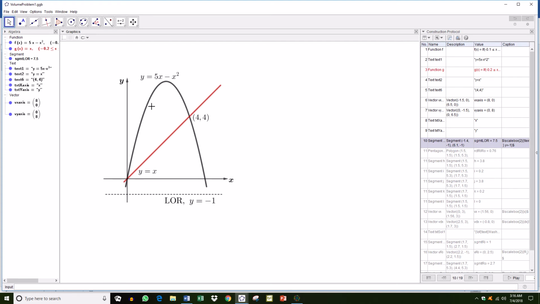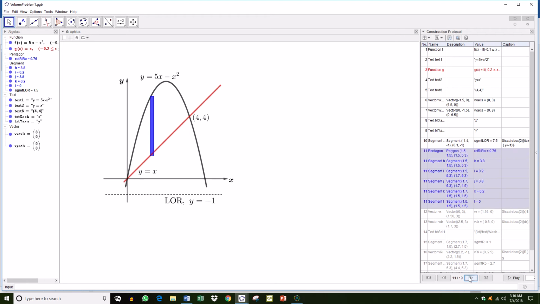The question is, should the rectangle be vertical or horizontal? I explained earlier that it must be vertical in this case. So the first order of business is to draw that rectangle and immediately show that it is at a distance of x from the origin, or in this case, the y-axis, either one is the same, and that the rectangle's width itself is dx.